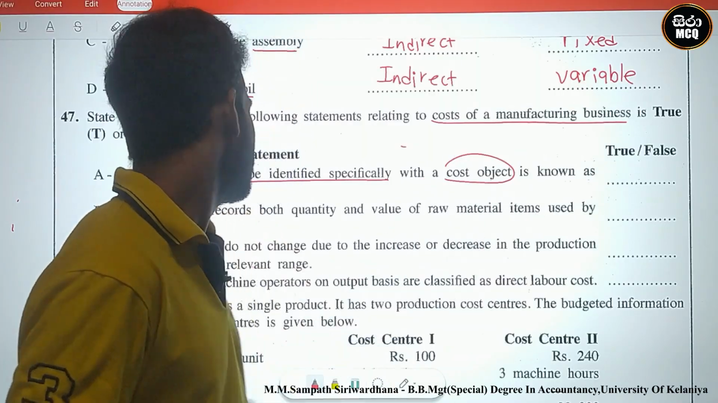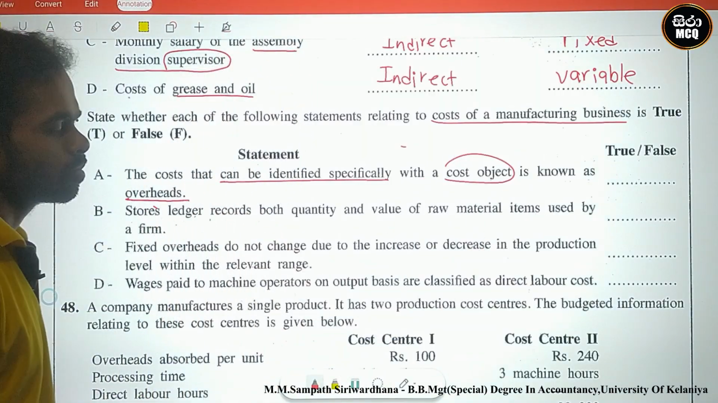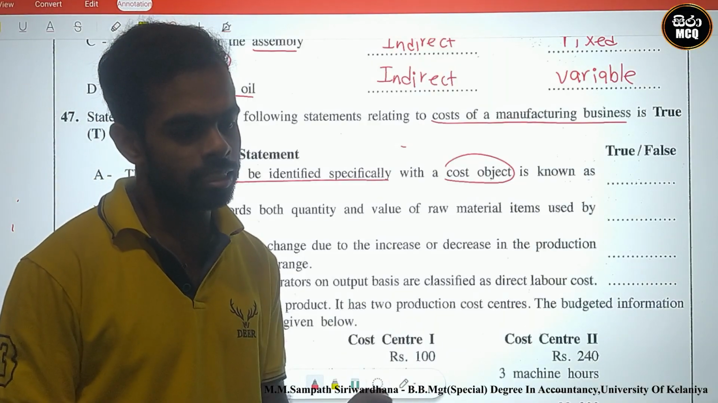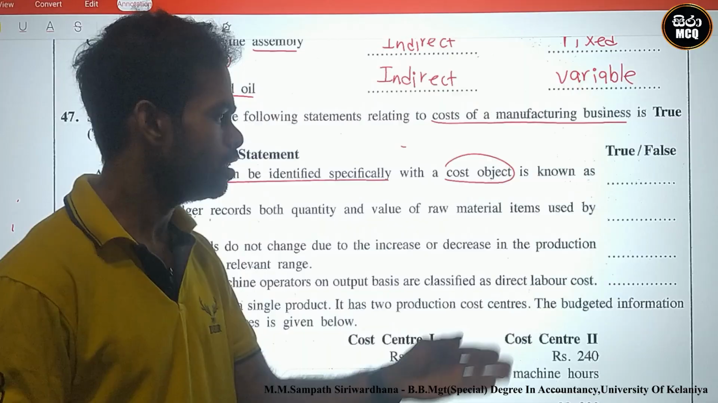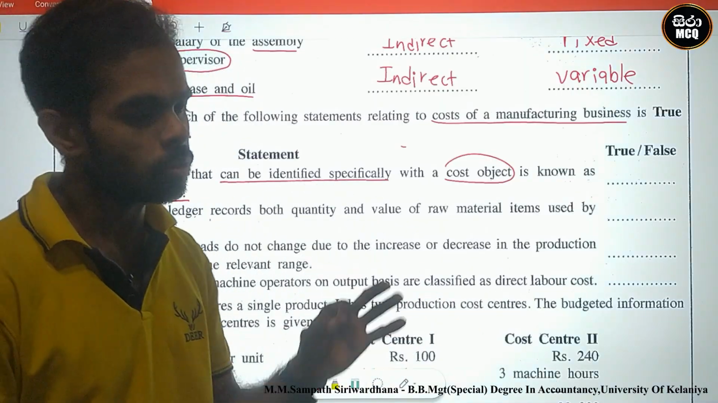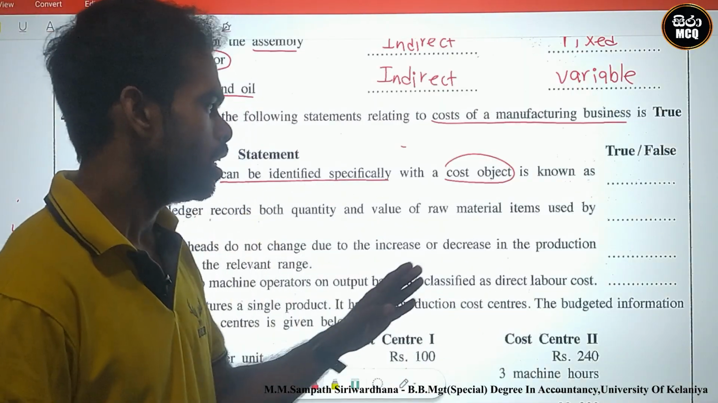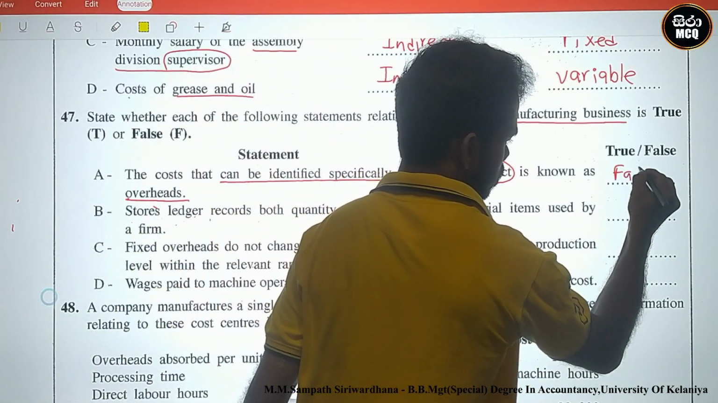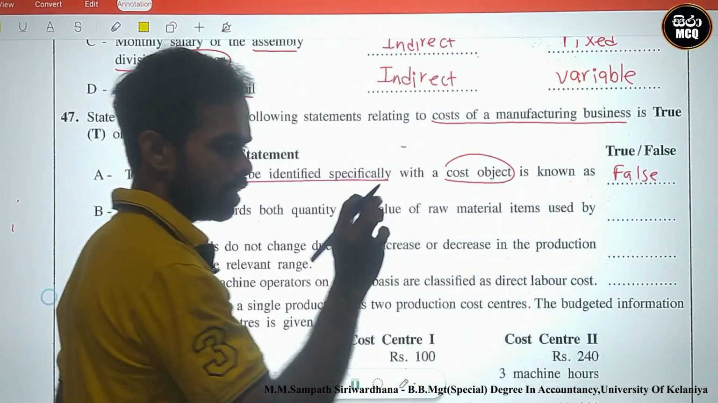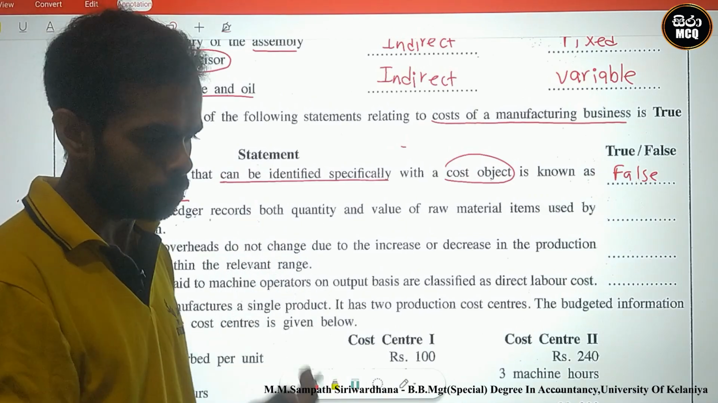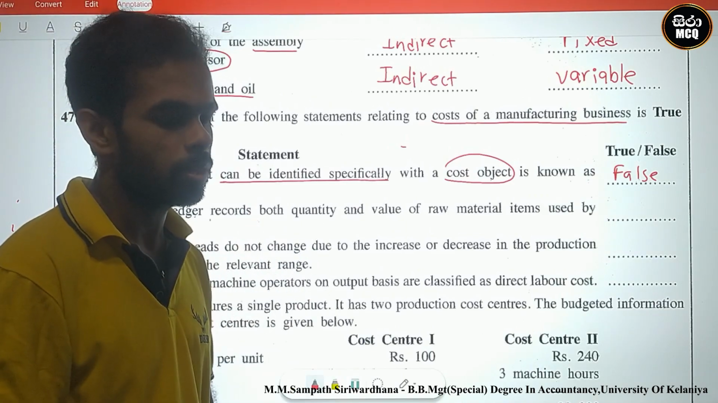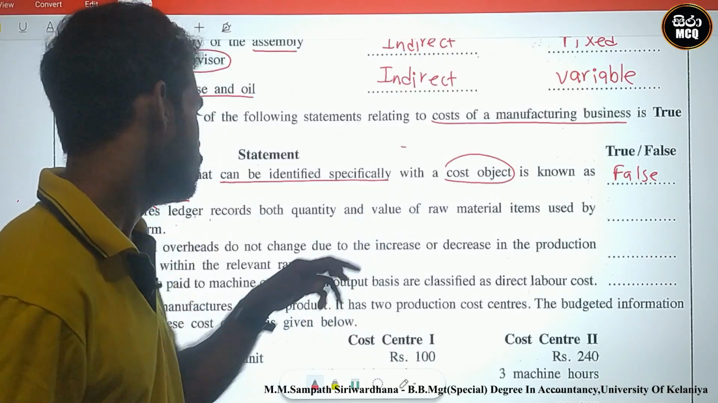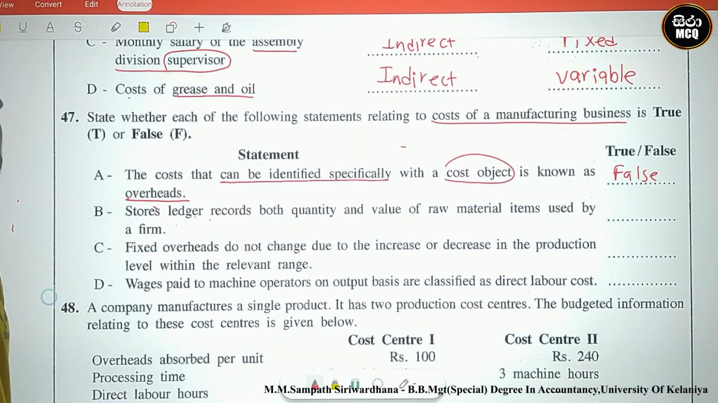They said it is known as overheads. Is it correct? We can directly identify this, so this is a direct cost, not overhead. Direct cost means primary cost. Therefore, this is false. We can directly identify some costs, especially the engine cost related to the motor bicycle. This is primary cost, and they said that this is overhead cost. Incorrect.